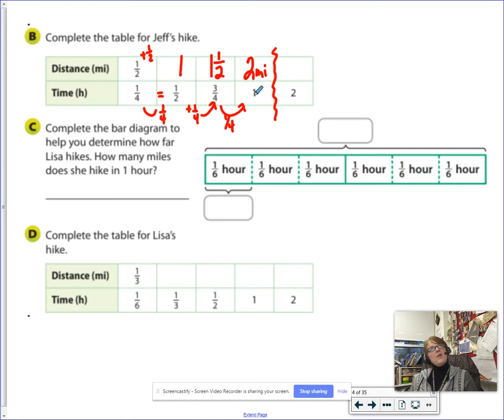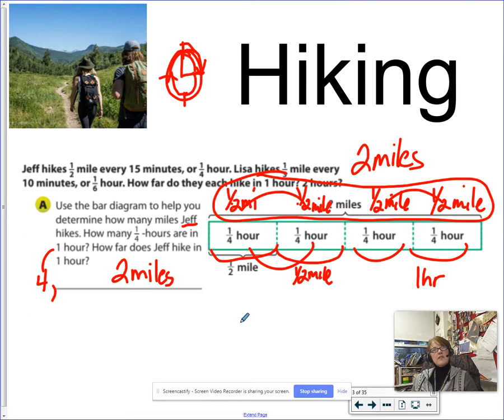But now, if he can go 2 miles in 1 hour, how far can he go in 2 hours? Basically, we're doubling this one. So to be consistent with his rate, we're going to double this one to be 4 miles. Okay? Now, let's talk about Lisa. I've got to jump back here to look at the original.